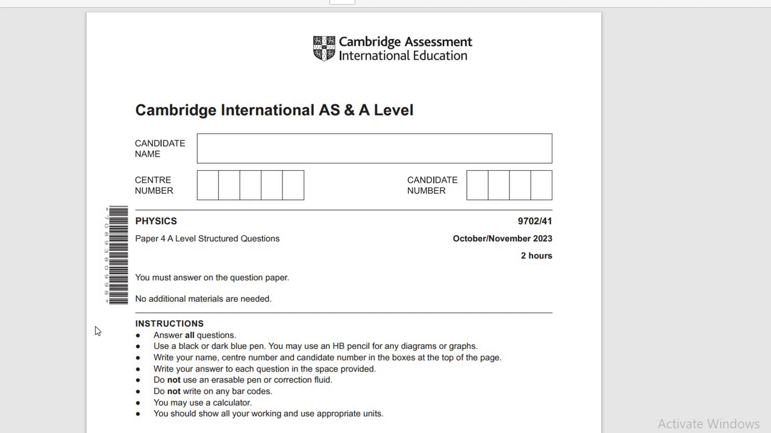Today we shall be looking at the last past paper, October November 9702, paper 4, variant 1, October November 2023. And let's look at the first question.